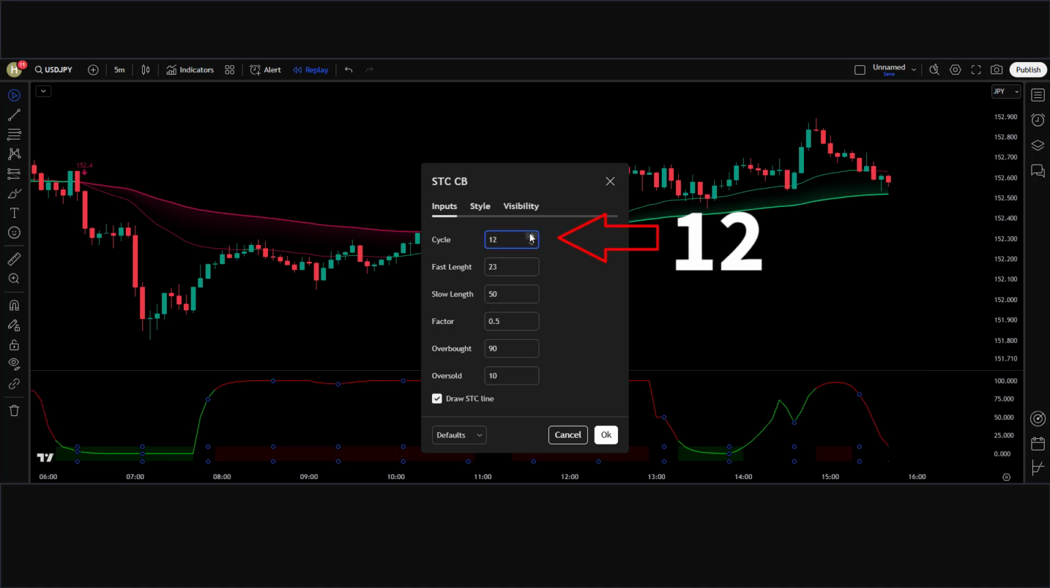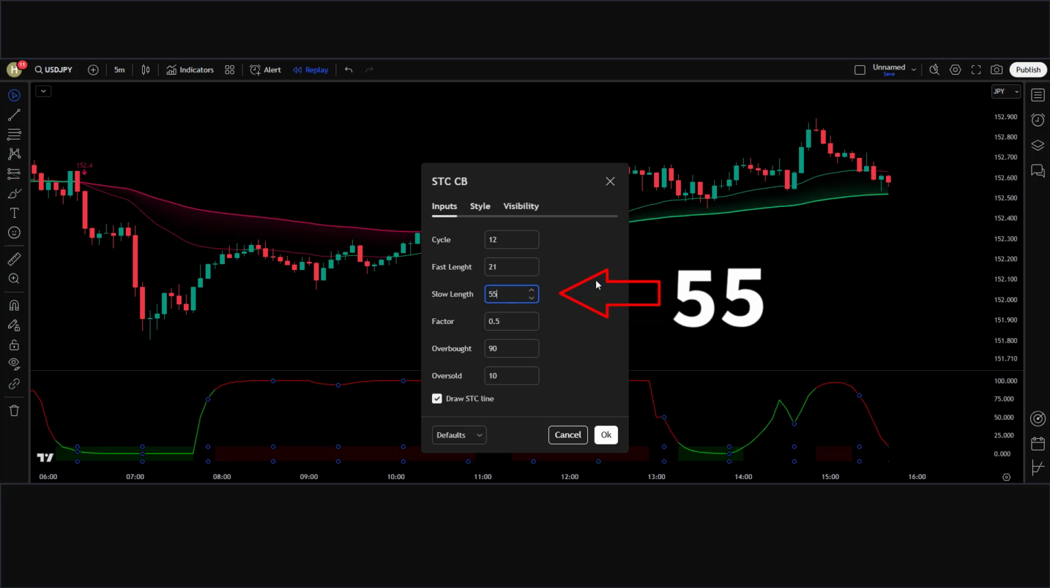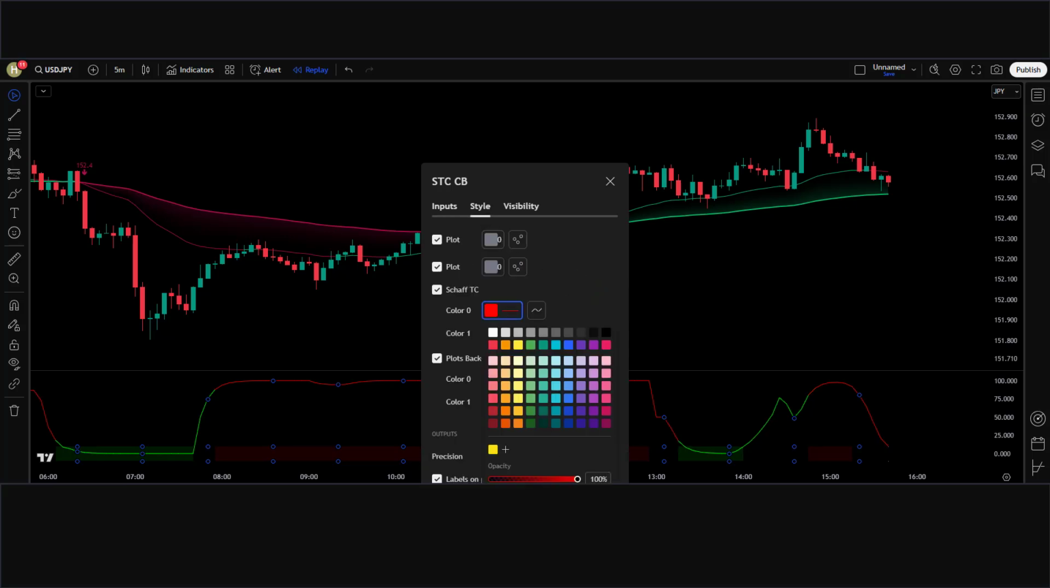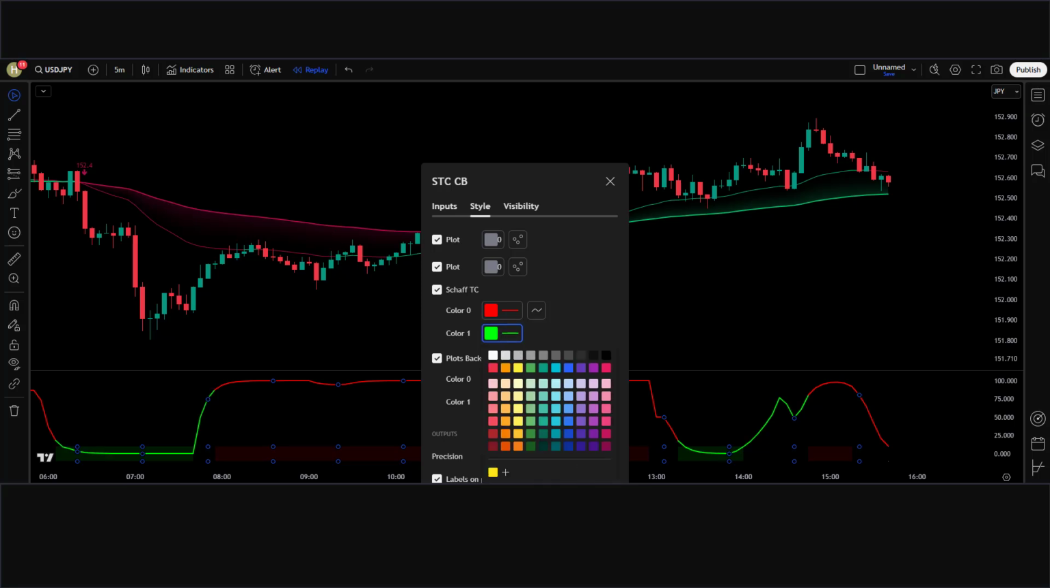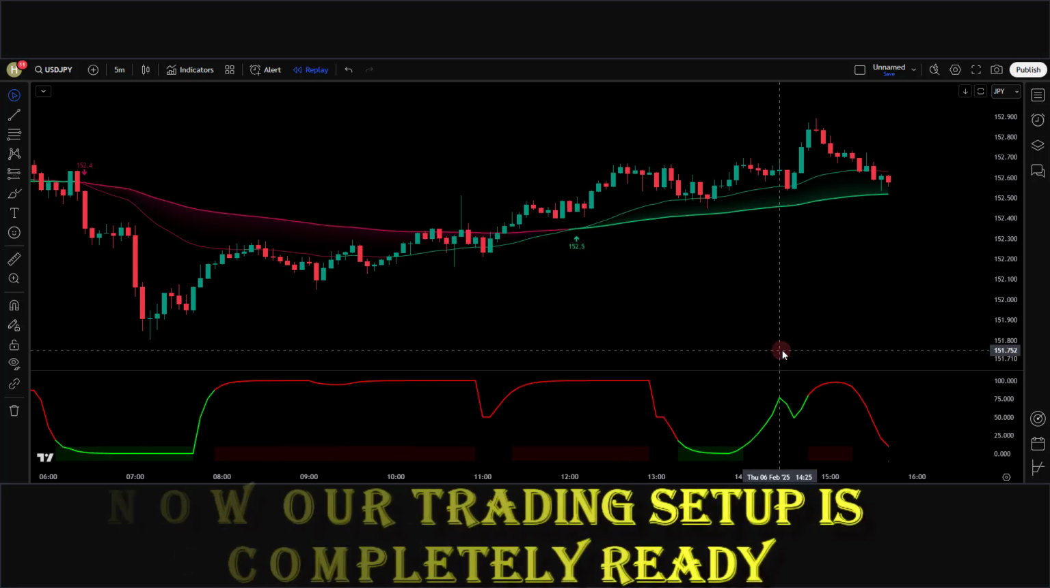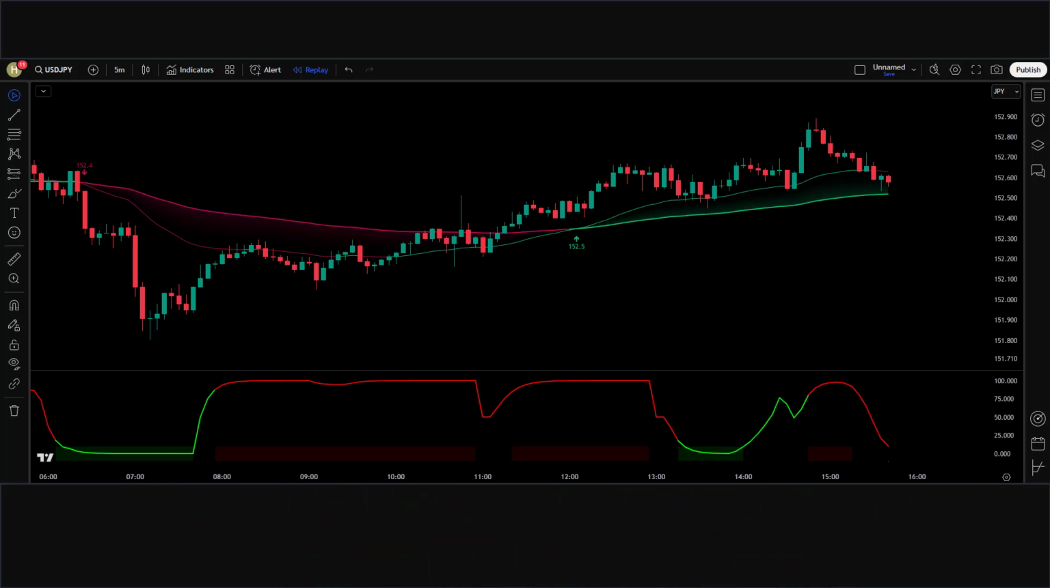Cycle 12. Fast length 27. Slow length 55. Now our trading setup is completely ready.